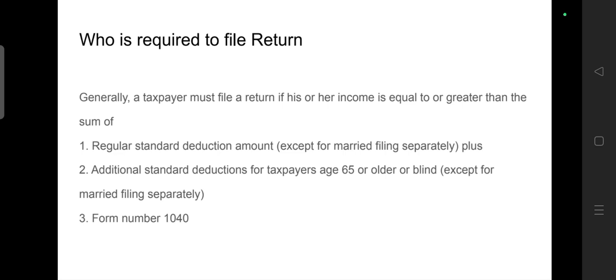That threshold limit is known as the standard deduction, and there are two categories. Normal people will get a regular standard deduction limit. If their income is below that, they need not worry about filing tax. And there are certain categories to which the US government gives an additional limit.